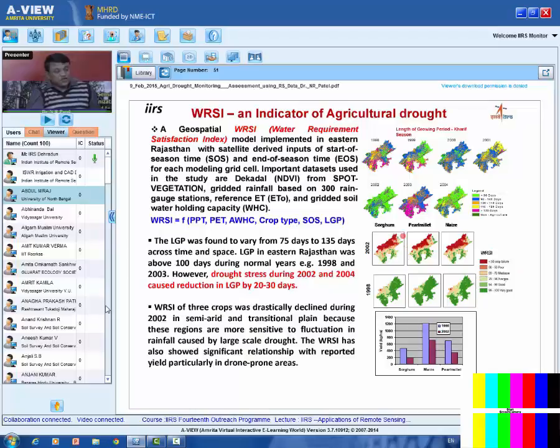So here you can see for sorghum, pearl millet and maize, we have computed the water requirement satisfaction index for 2002 and 1998. Here you can see this is drought, WRSI bad crop, and this is a good crop. So this was a non-drought year, and here you can see in 2002 the crop condition water requirement satisfaction index is very poor, and it is bad crop affected areas.